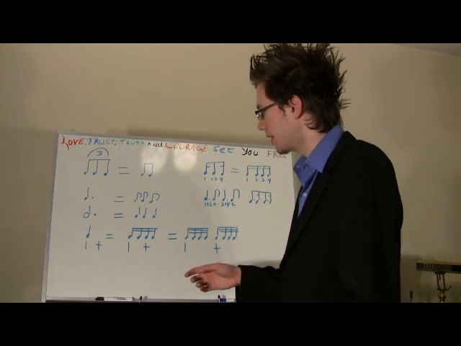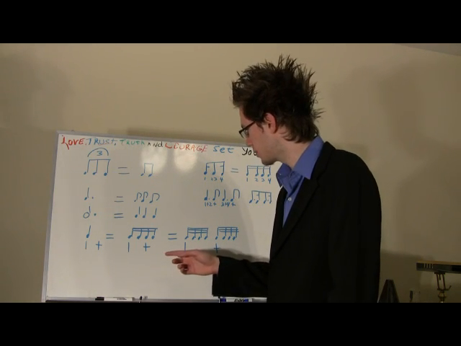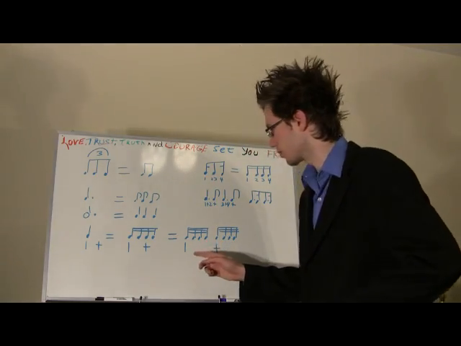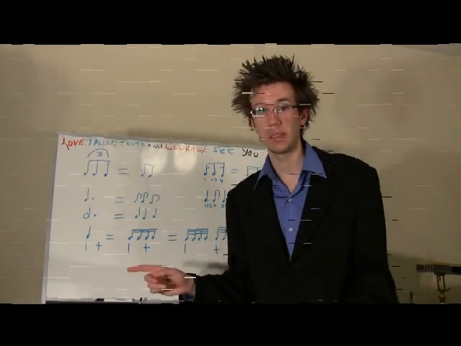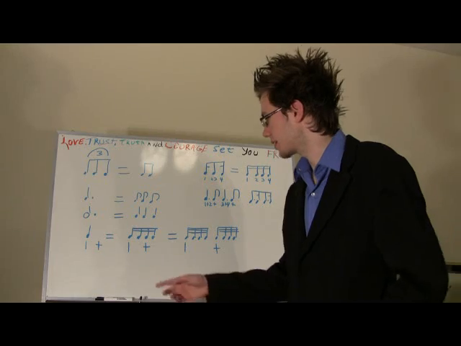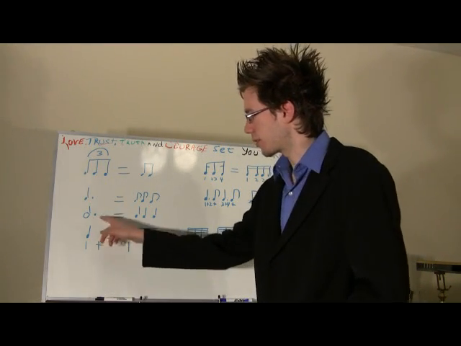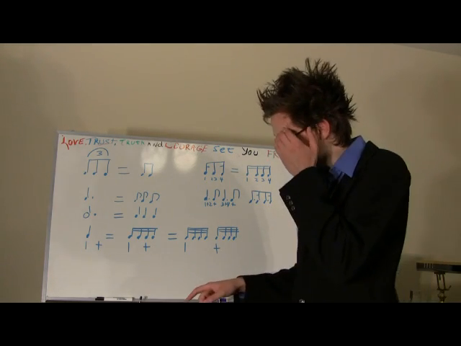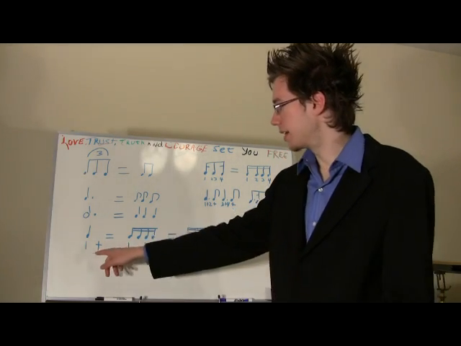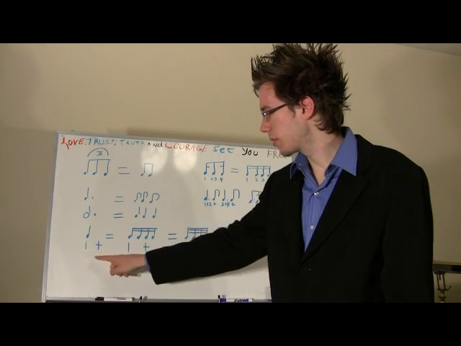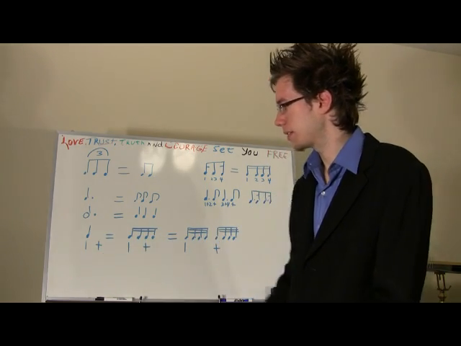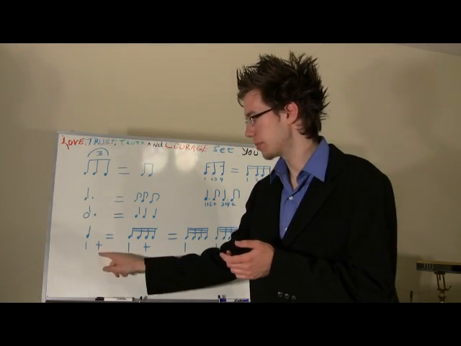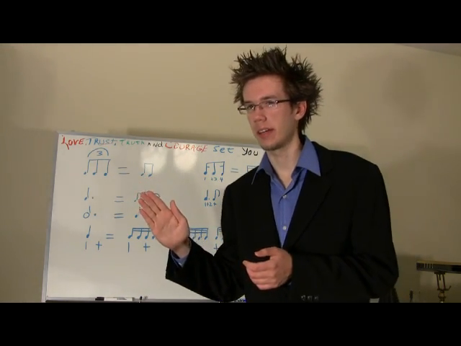Okay, now let's move on to the 16th notes and the 32nd notes. So now the next thing we're going to do here is the quarter notes related to the 16th notes and the 32nd notes. What I've done here is I've taken one single quarter note and we've clapped this like this. One and. So the and represents halfway through that beat, okay?